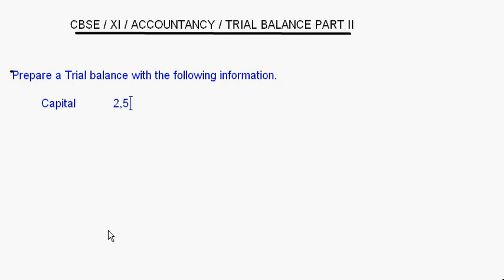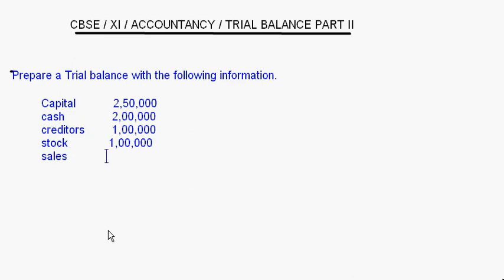Capital is 2,50,000. Cash in hand is 2 lakhs. Creditors is 1 lakh. Stock, again 1 lakh. Sales is 2,50,000. Debtors 2,70,000.